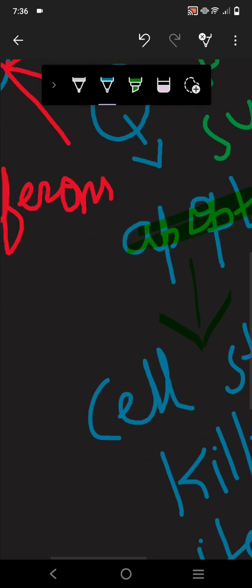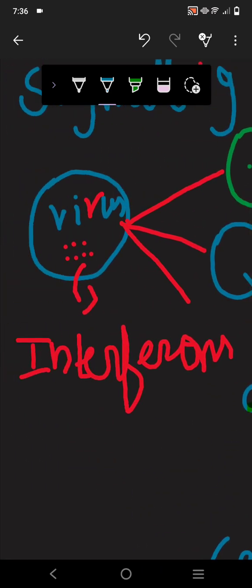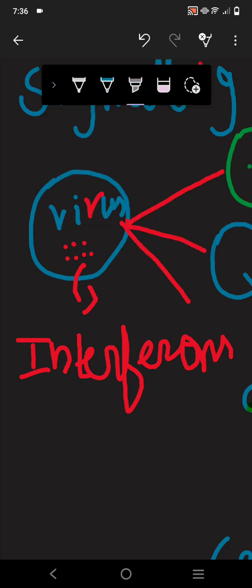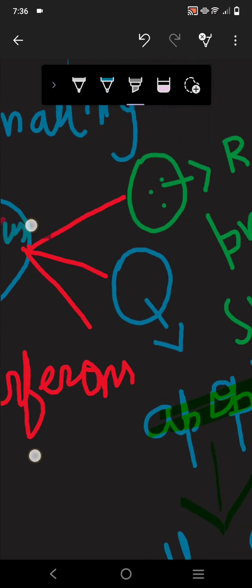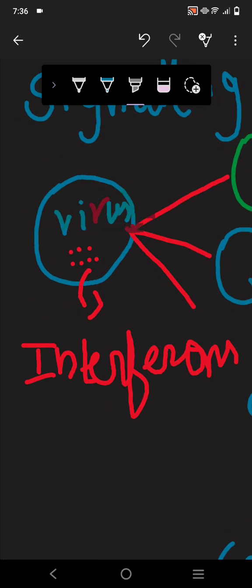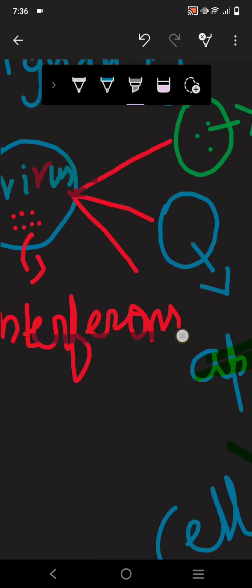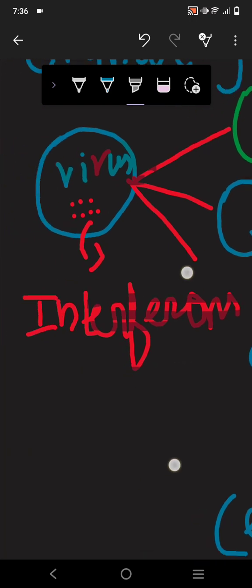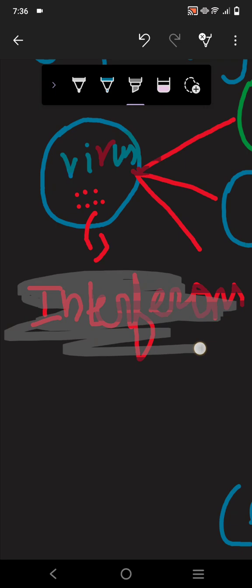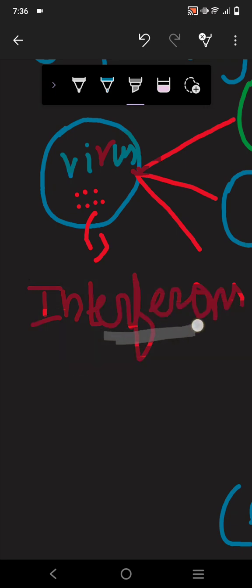Let me give a glance: if the virus is attacking one cell, what is the purpose of interferon? Interferon will give instructions to the other cells to protect themselves from this virus, to make antibodies against this virus. Okay, so this is what interferon does.